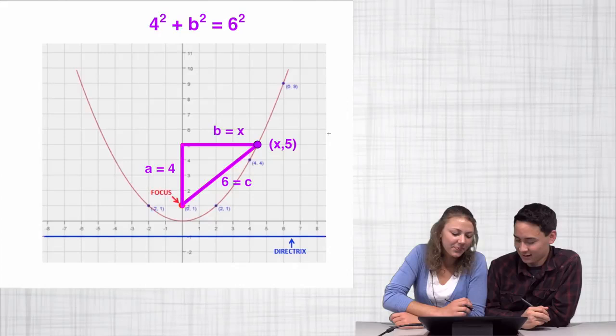By using algebra, they found the x value of the point on the parabola is about 4.5 when y is 5.